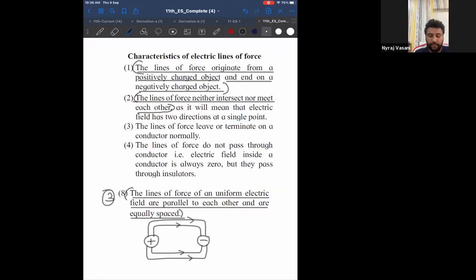Now, look at point number four. Means they do not enter a conductor. That also point we have discussed. That means electric lines of force do not pass through a conductor. Means do not enter a conductor. So write this as your point number four. Write down.